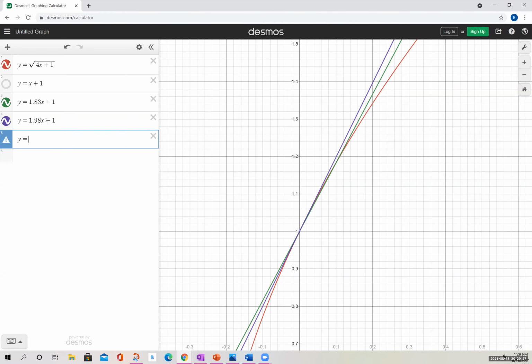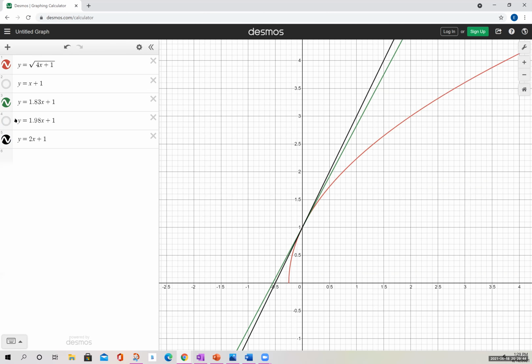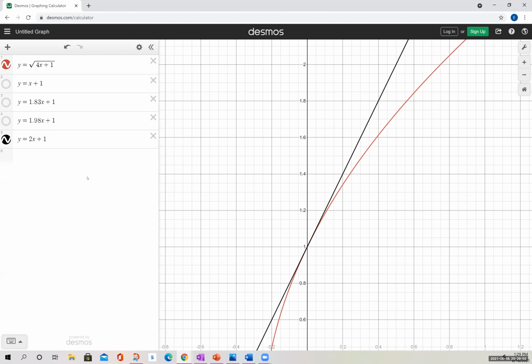And the last one, we found that the instantaneous rate of change, the slope right at that value, was 2. So y equals 2x plus 1. And so it's sitting there like that.